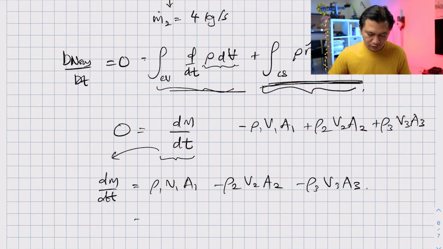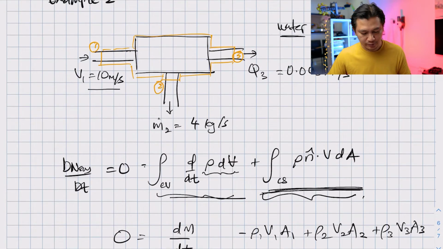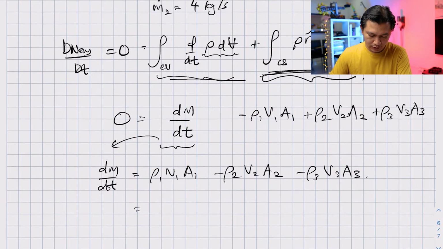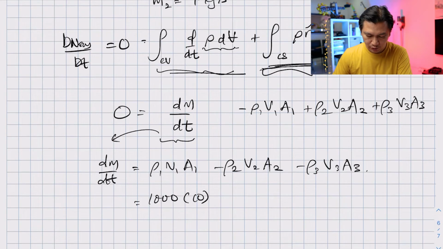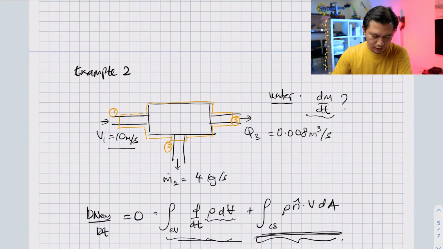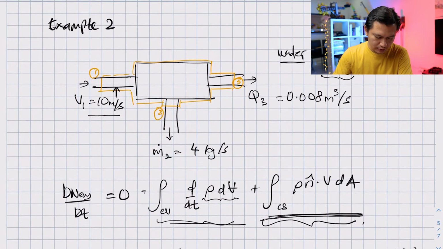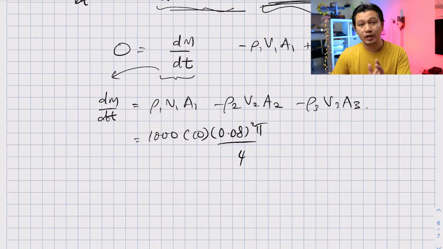So what is rho 1 v1 a1? It's given that the velocity here is 10 meter per second. Rho 1 is 1000, because this is water. V1 is 10 meter per second, and now we need the area. I think I forgot to tell you that the diameter here is 8 centimeter. So this is simply 0.08 squared times pi over 4. Alright, so this is rho 1 v1 a1.